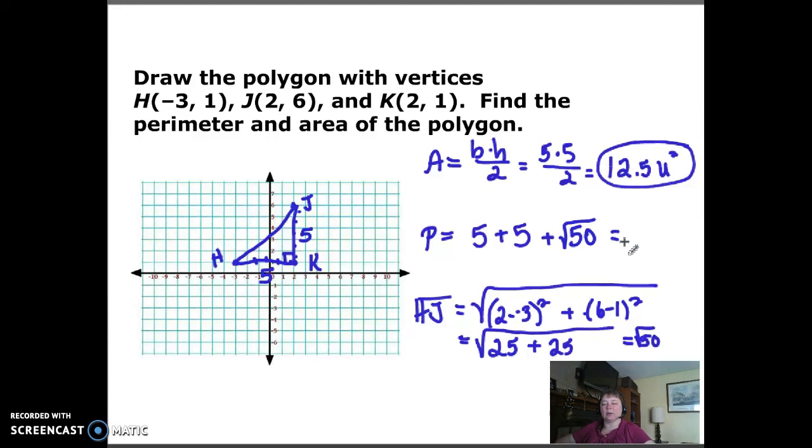So put that into our calculator. 5 plus 5 plus the square root of 50. You should end up with 17.07. Alright, hopefully you were able to get that one. We will practice these more in class.